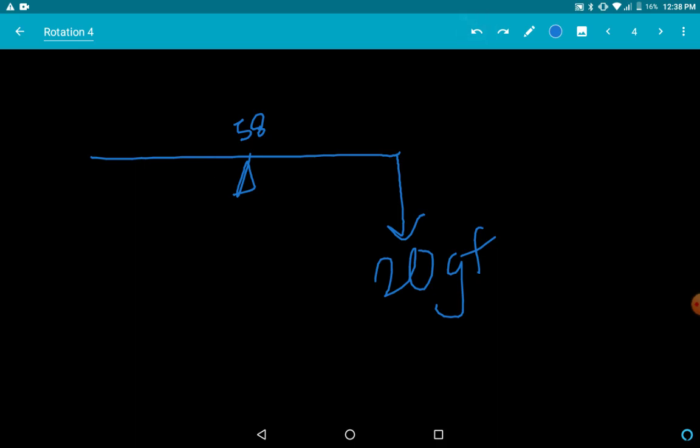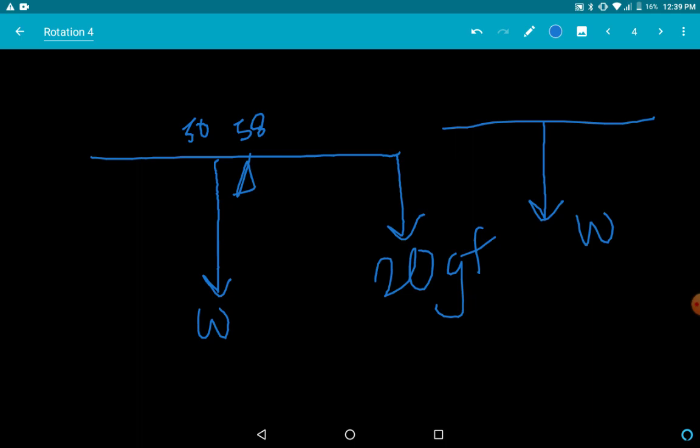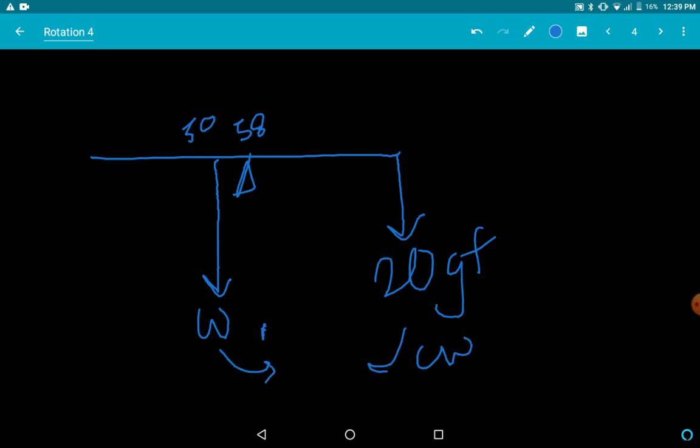One second, yes. So at 50 the weight will act. Understand? I told you always the weight acts from the center of gravity, and the center of gravity of a rod is what? The exact midpoint of it. So see, this motion will have a clockwise motion, this motion will have an anti-clockwise motion.